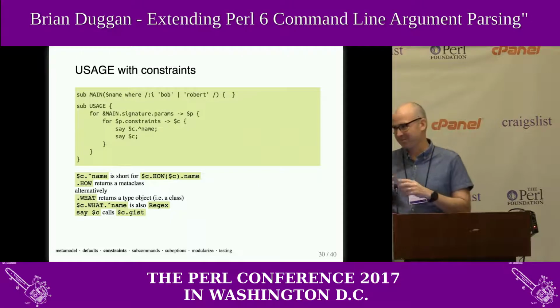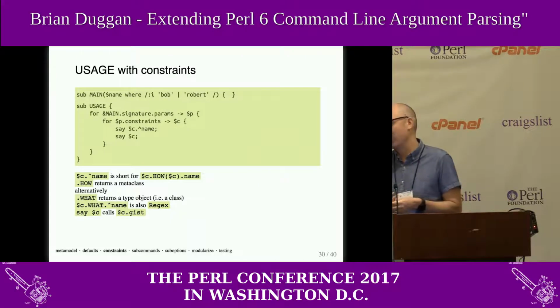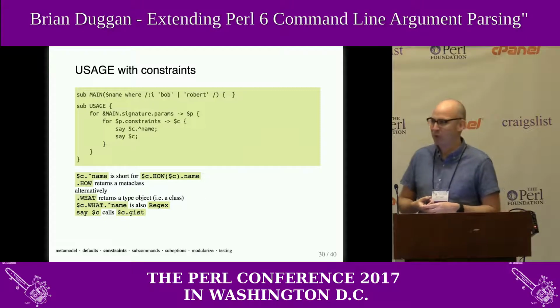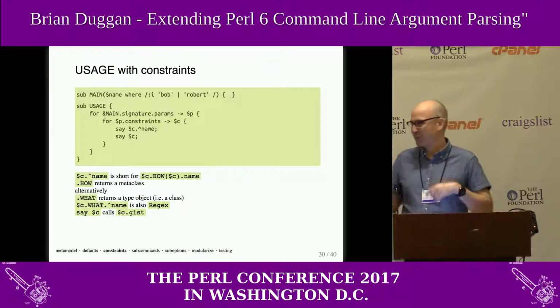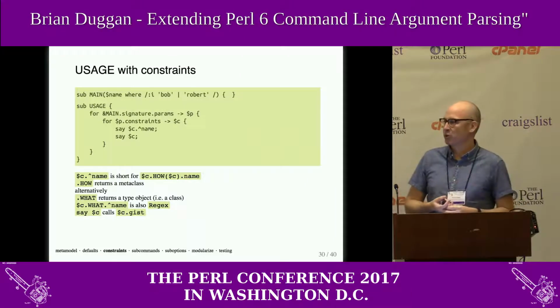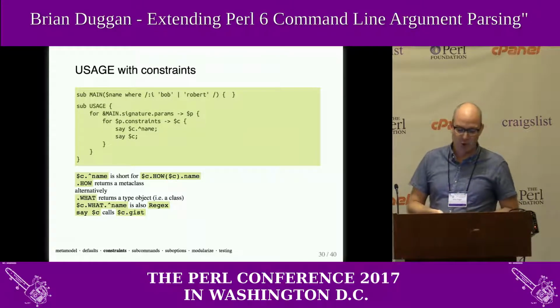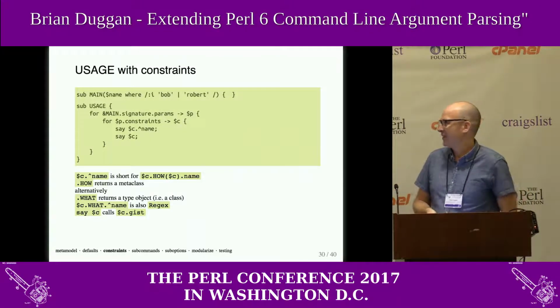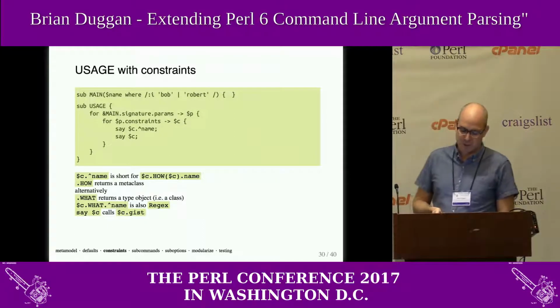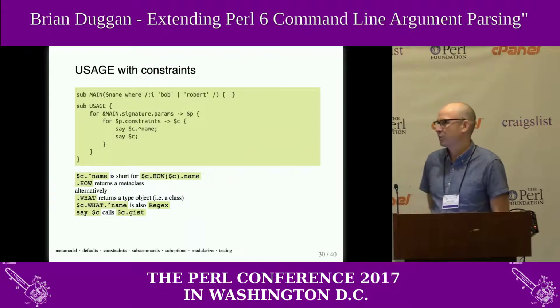Okay, so caret name that I'm calling on $C to figure out what it is, is shorthand for $C.how. Remember I was talking about the different introspection methods, and how gives you the higher order workings of something. And then you say $C.how.name. So there's a shorthand for that, which is .caret name. There's similarly a what, which would return a type object, and then calling the gist gives you the stringification or a human readable version of the regular expression.